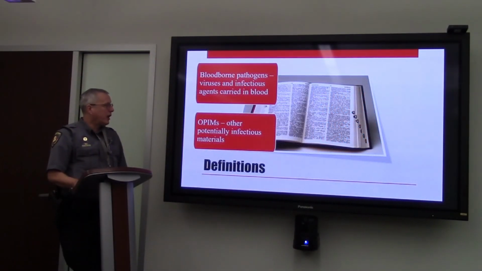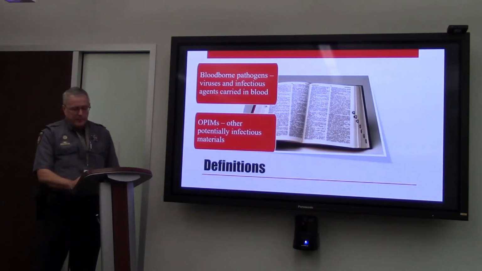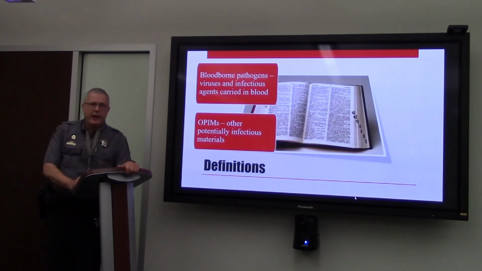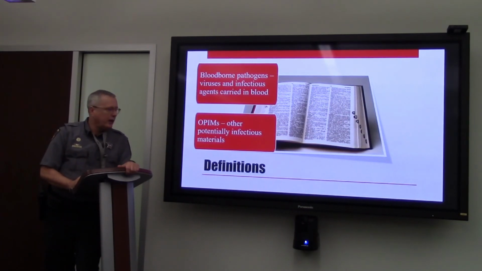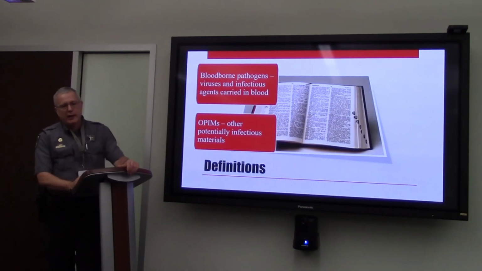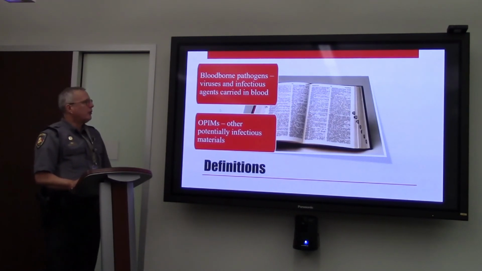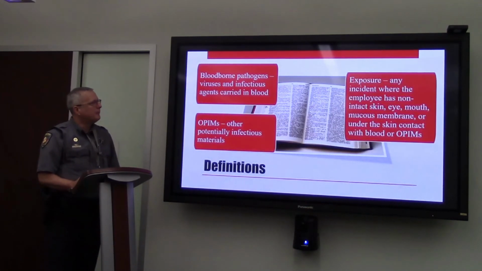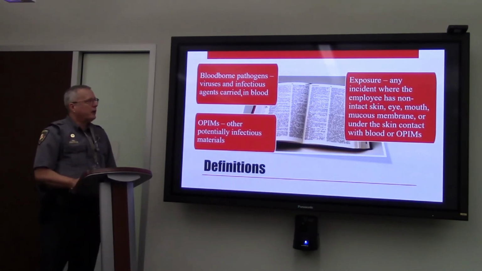The other abbreviation they use is an OPIM, and OPIM stands for other potentially infectious materials. What they're talking about in this one is anything other than blood that is a body fluid that could potentially carry any kind of infectious material. One of the things we'll talk about a lot with COVID is respiratory secretions. Respiratory secretions, although it's not a bloodborne pathogen, carry viruses, and that's what we're concerned about primarily with COVID infections. And then the other thing that we're going to talk about is an exposure.